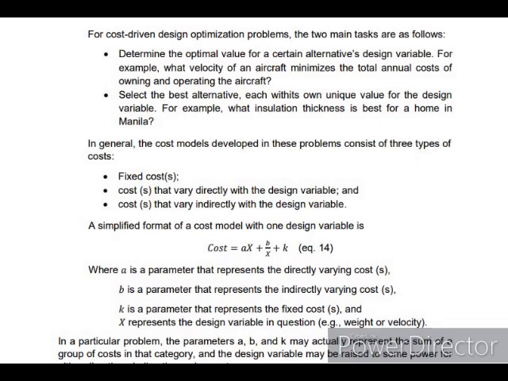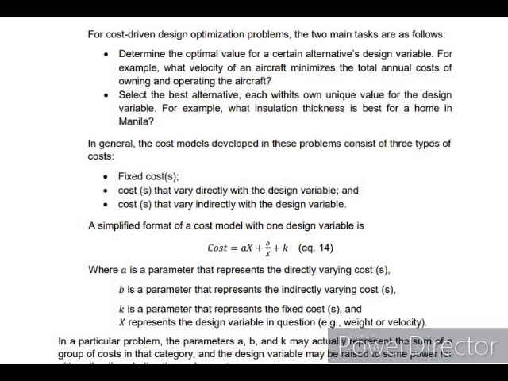So in general, most models developed in these problems consist of three types of cost. First one is the fixed cost. You already know what that is. Next is the cost that varies directly with the design variable. So it's a variable cost, and costs that vary indirectly with the design variable. So another variable cost, but this one is indirect.